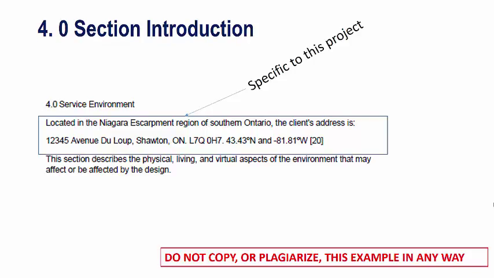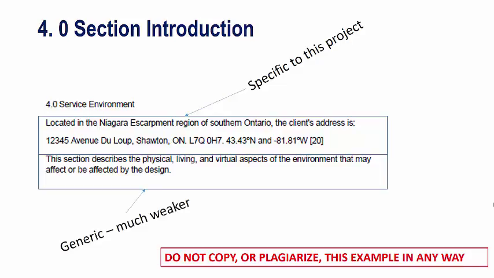Here we've got the location of the client's house, and that's very specific to the project. Now, of course, you'll notice it doesn't sound like a real address, 12345. That's because I have actually anonymized it for this video. So this is specific and pretty good, but the second sentence is much weaker. It's generic and it could be used for any design. One thing you might ask yourself is how might they have tailored this so that it followed the previous sentence in a more meaningful way?